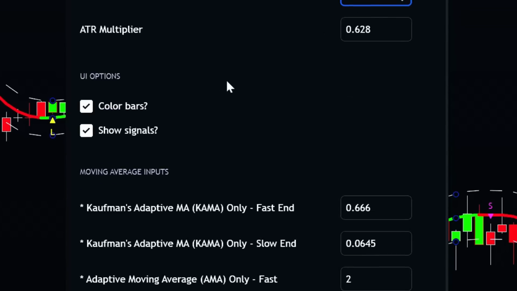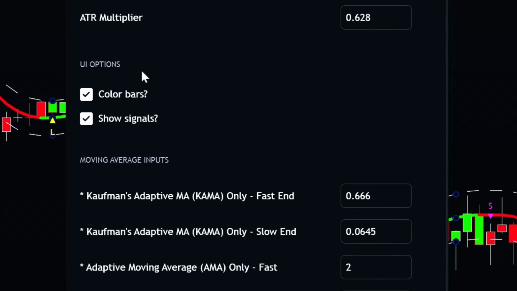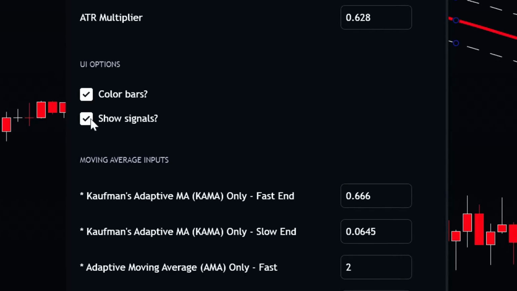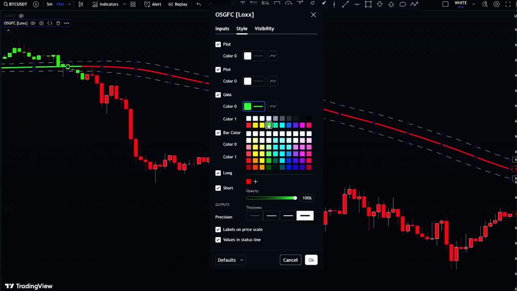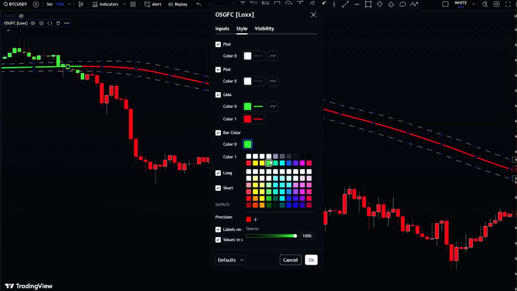One more thing, turn off the show signal option. We're not going to use this indicator for a signal directly. Instead, we're going to use it as a trend finder to help us interpret the signals from our main indicator. Last but not least, let's make some changes in the style tab. This is where we can customize the look of the indicator to make it easier to see on the chart.